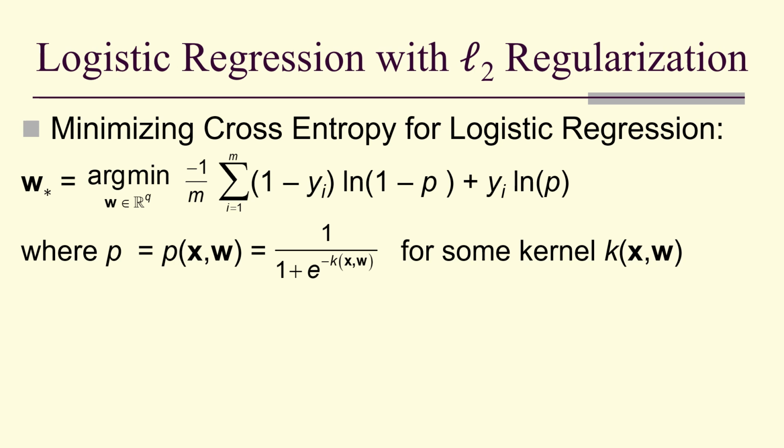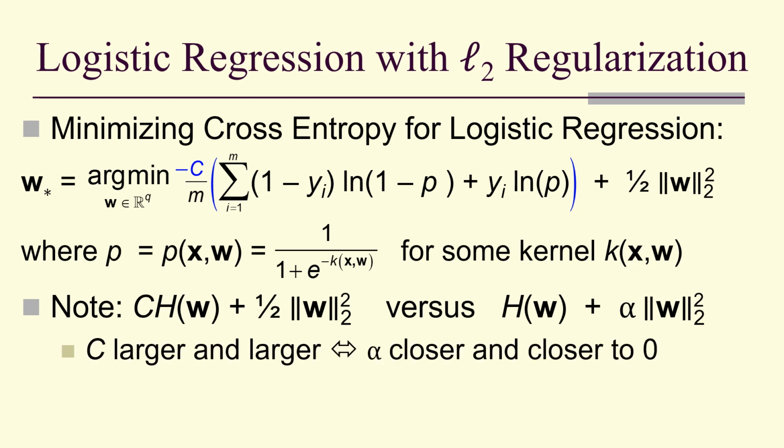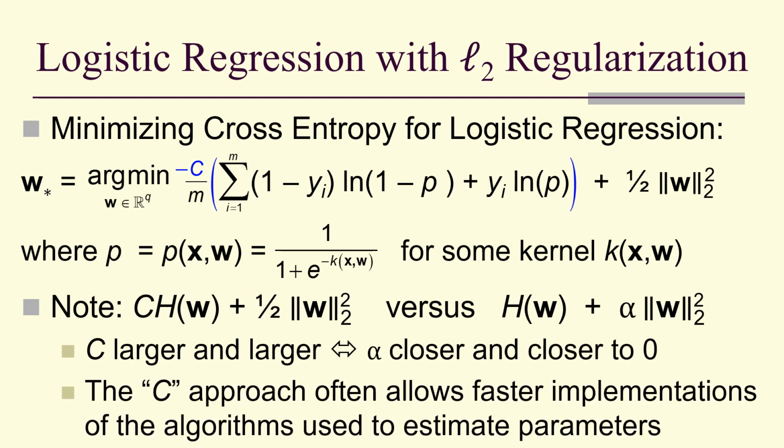So let's first look at L2 regularization. Here is our cross entropy for logistic regression. And we simply add a regularization term. Notice we're using the form C times h(w) plus a half times the norm of w squared, versus an alpha regularization parameter. C larger and larger corresponds to alpha closer and closer to zero. And we often do this because we get faster implementations of these algorithms. We should be flexible. We want speed, and sometimes that means instead of an alpha in front of the regularization, we use a C in front of the objective.